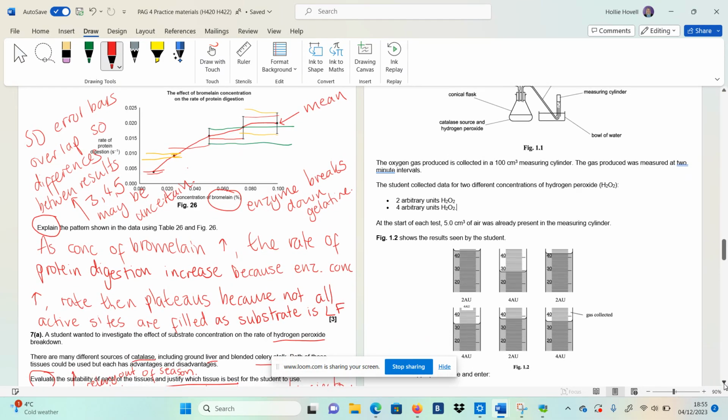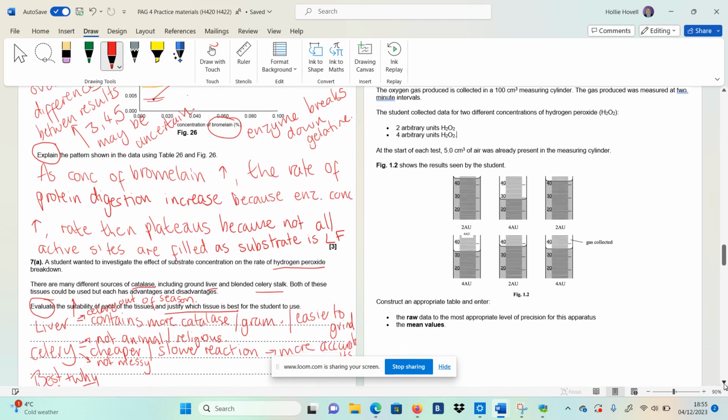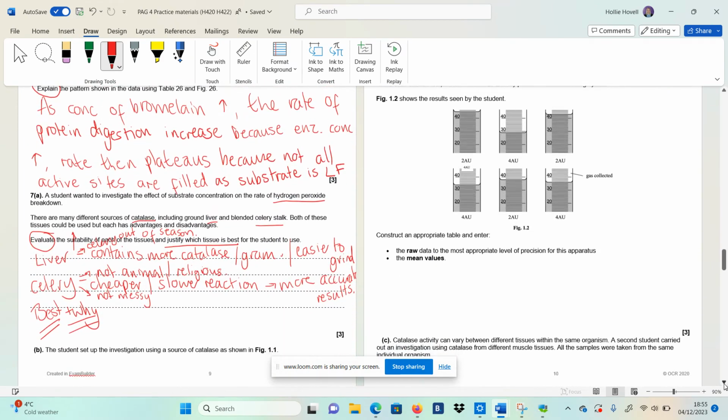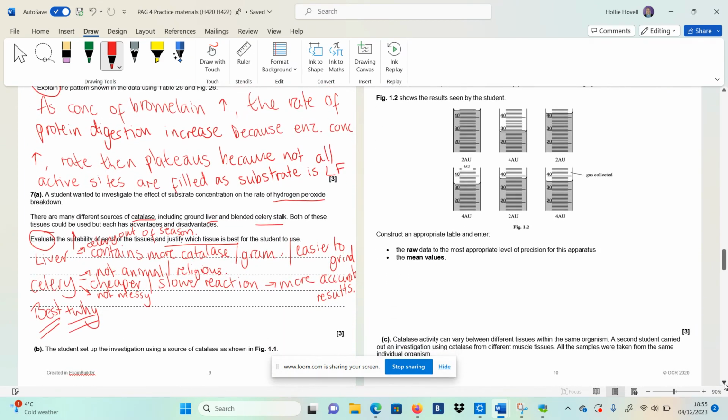At the start of each test, 5 centimetre cubed of air was already present in the measuring cylinder, and figure 1.2 shows the results they saw. Construct an appropriate table and enter the raw data and the mean values. So, when we're doing a table, we must have a border around the outside. We must put our independent in the first column. So, what is it that we're investigating? What is it that we're changing?